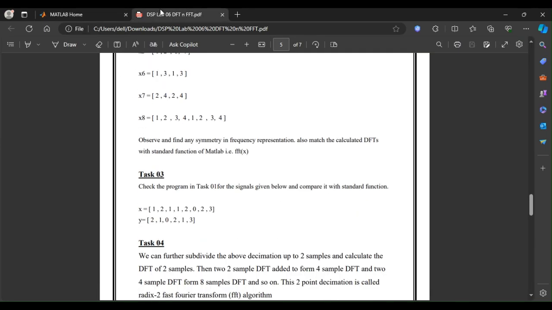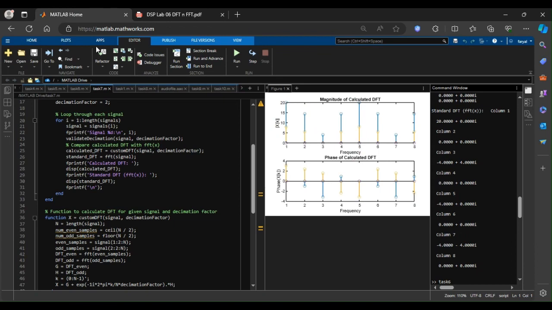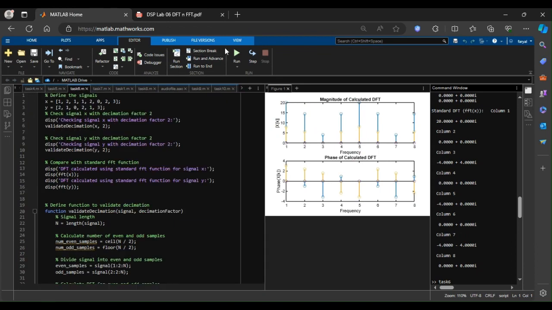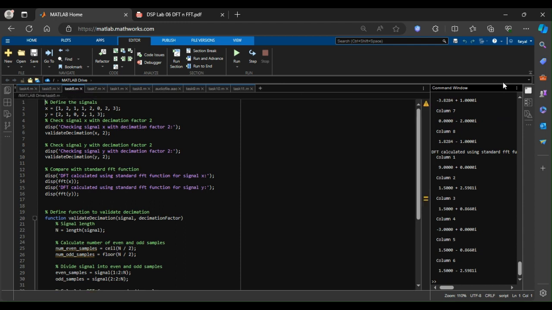Moving towards task 3, that is check the program in task 1 for a signal given below and compare it with a standard function, x and y. So the output to task 3 is in the command window. As we know, in task 1, we basically perform a decimation process. We divide a signal into even and odd samples and then calculate the DFT for each set and then merge them using a formula. In task 2, this approach is slightly different.